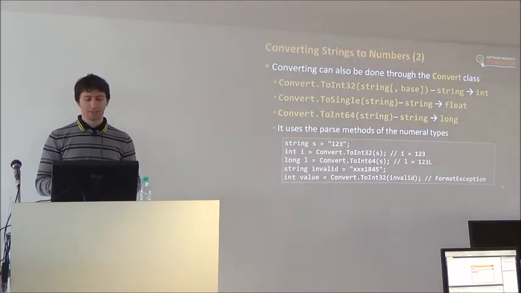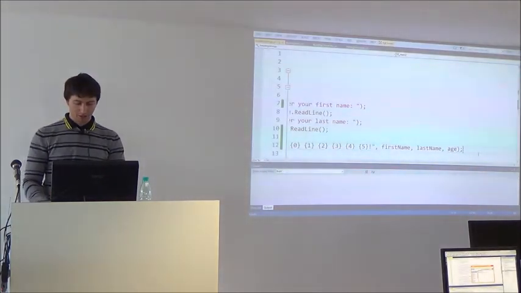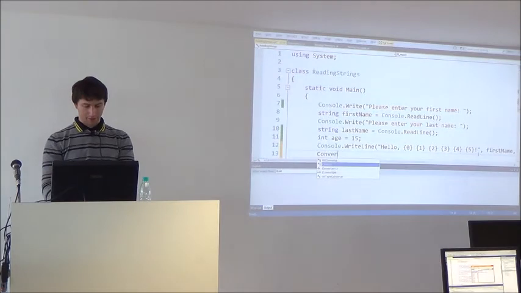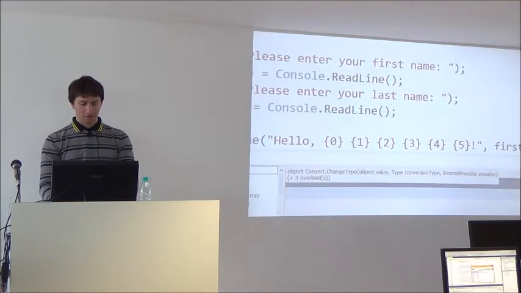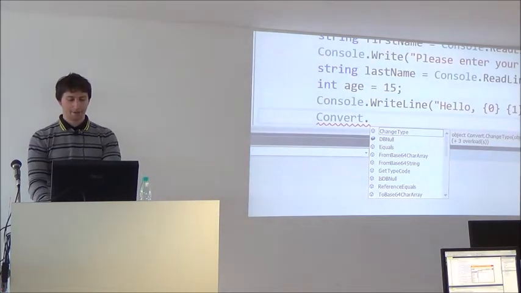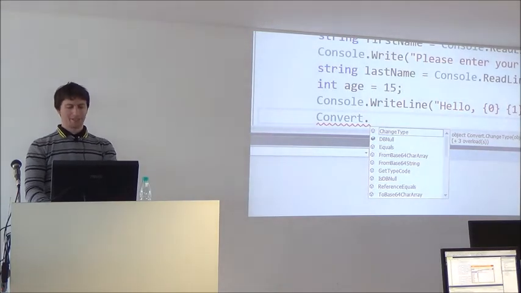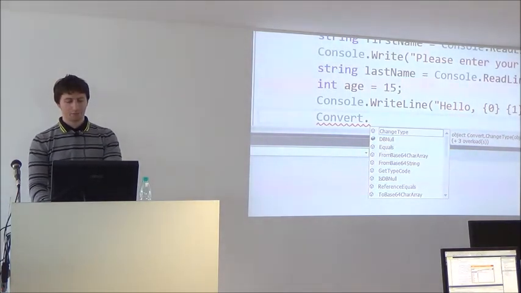What else? You can see those when you just type Convert. Let's go back to this code even. Let's just type Convert dot, and then you can see all the different types that you can convert to. For example, we have convert from base 64 as a character array, string, etc.